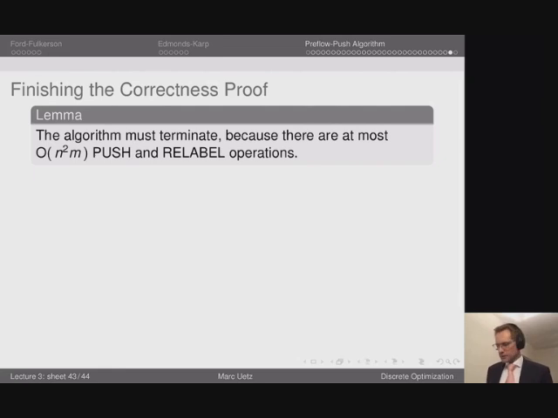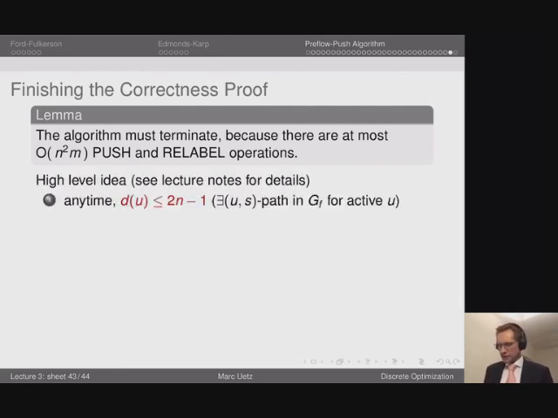And it goes in a couple of steps. So the first step is actually showing that at any time the label of any node u is upper bounded by 2n-1. And how do we show that? Well, we show that by showing that there always exists a path from u to s when u is an active node. So for all the active nodes, and remember that's the nodes that have a positive excess, there always exists the possibility of sending that excess back to the source vertex S.